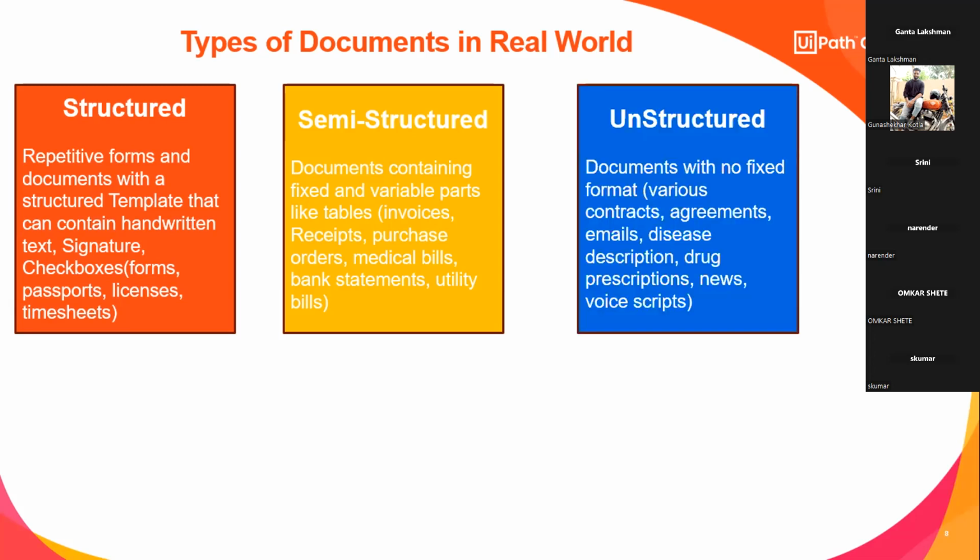Coming to the next one, it is an unstructured document, where you don't have a fixed format at all. It has no fixed elements at all, like various contracts, agreements, and emails. Emails come as text-based, but they can also contain images, so at that time it is very unstructured. Then drug prescriptions, newsletters, or voice scripts like that. So these are all the semi-structured and unstructured documents.